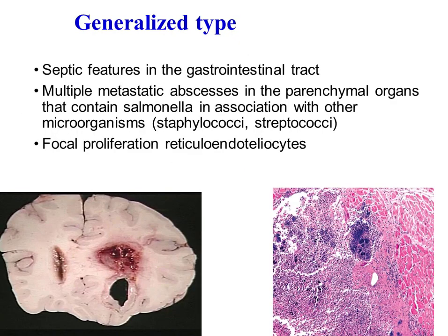The generalized type has septic manifestations in the gastrointestinal tract, as well as multiple metastatic abscesses in parenchymatous organs, which contain salmonella in association with other microorganisms. Usually it will be coccal flora, recorded with proliferation of reticular endotheliocytes.